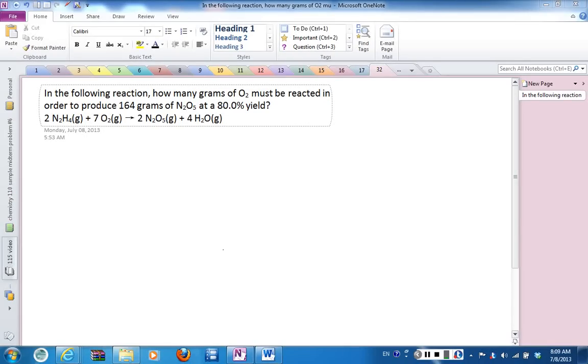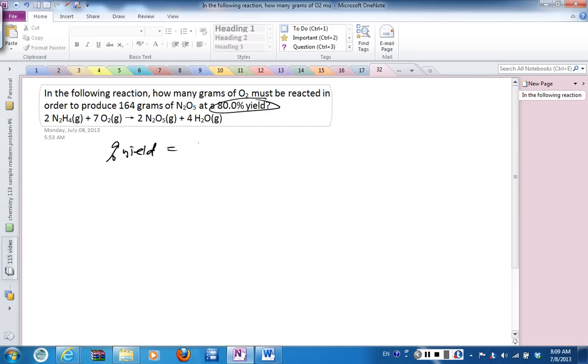In the reaction between dinitrogen tetrahydride and oxygen gas, how many grams of oxygen must be reacted in order to produce 164 grams of N2O5 at 80% yield? Okay, so this is a percent yield problem. Now, whenever we see this, this is probably the first thing that we need to think about.